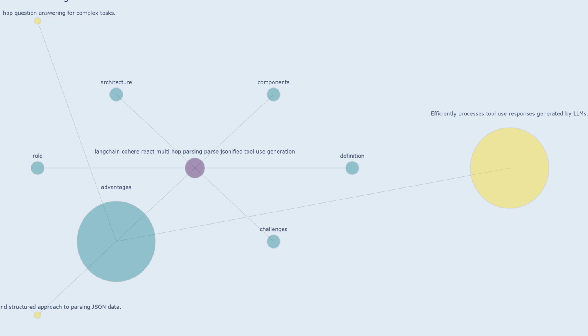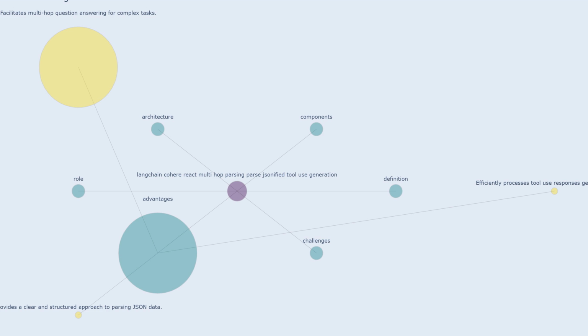Advantages. Efficiently processes tool use responses generated by LLMs. This enables applications to handle large amounts of data from various tools in a timely and efficient manner. Facilitates multi-hop question answering for complex tasks. This allows applications to answer complex questions that require information from multiple sources.